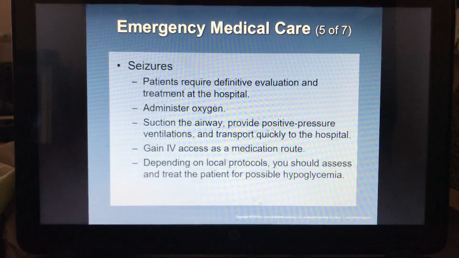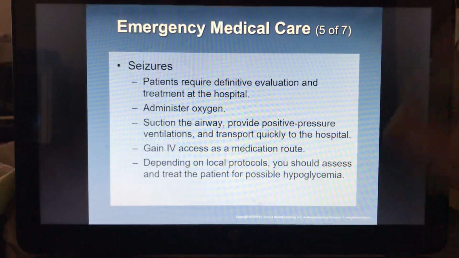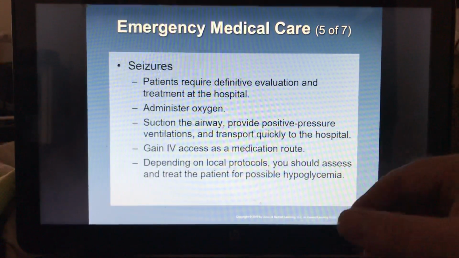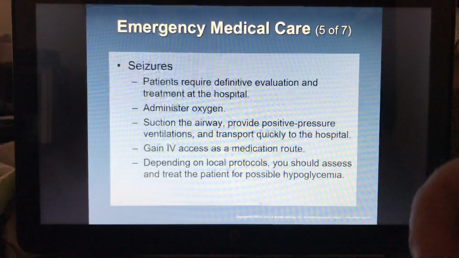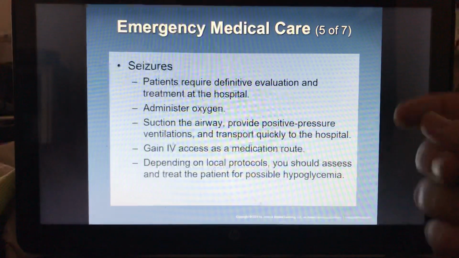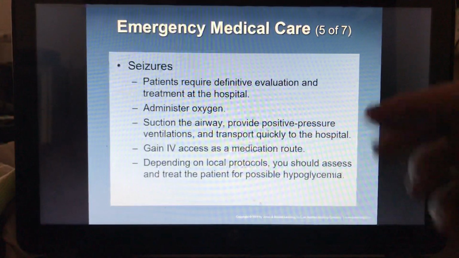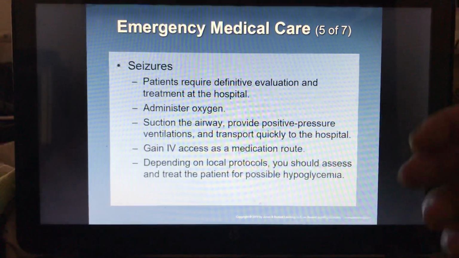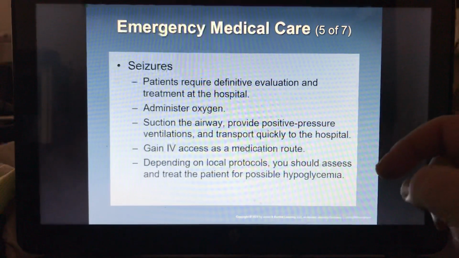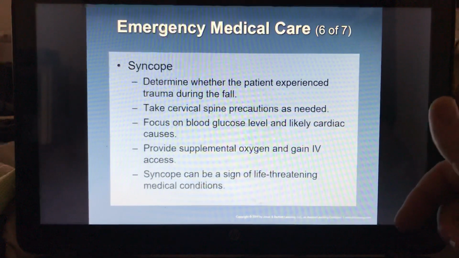Seizures, more than likely, if they're actively still seizing, you'll probably have to have a paramedic partner give medication, which is the benzodiazepines, to stop it. But the things that you can do is administer oxygen, try to get oxygen on their face. If you need to, suction, because they could vomit or aspirate, or they may have bitten their tongue and are bleeding, and you don't want them to aspirate blood. IV access, you can get it, it's tough. But if you need to give the benzodiazepine, you can. And check a blood glucose.